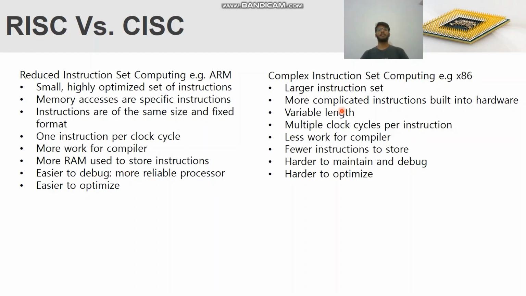Whereas in CISC architectures, there is a larger set of instructions that are more complicated and built into the hardware and are of variable length, multiple clock cycles required per instruction, and fewer instructions to store due to the larger set of instructions, and it is harder to maintain and debug and harder to optimize a CISC based program.